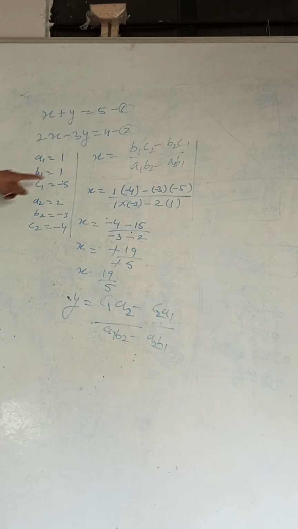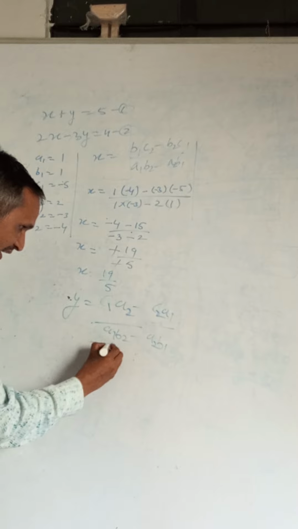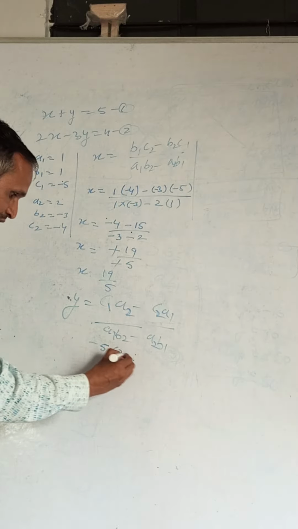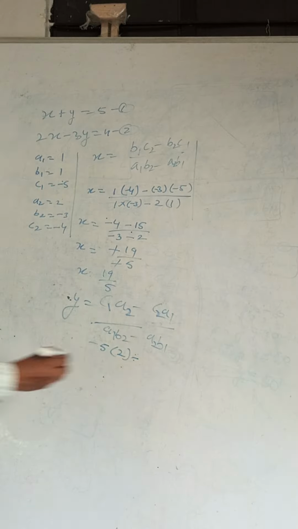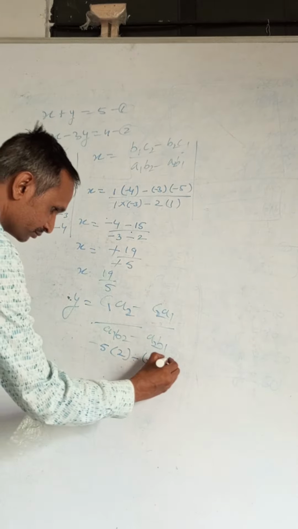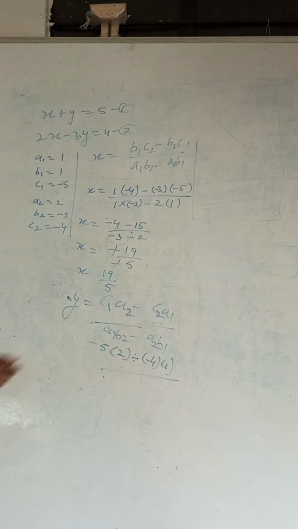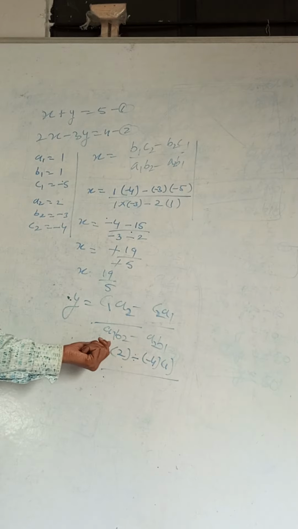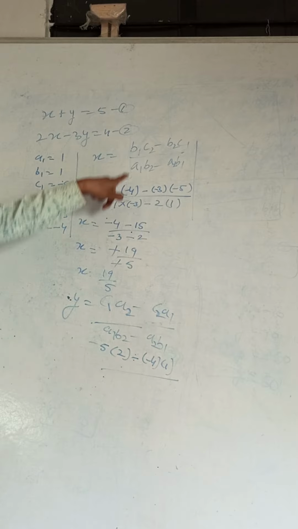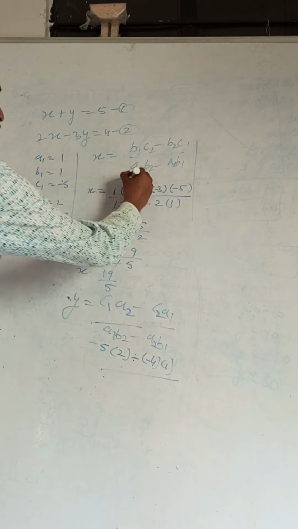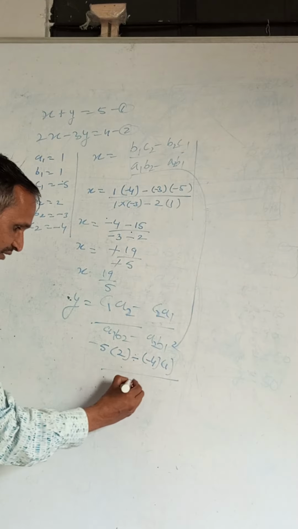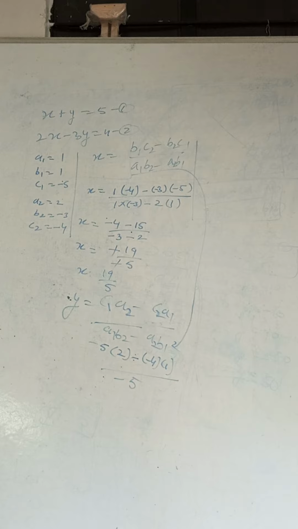C1 is equal to what? C1 is equal to minus 5. Minus 5 into A2. A2 is equal to what? What is the value of A2? 2. Minus then C2 value is what? Minus 4. Minus 4. A1 value what? 1. By already you know A1B2 minus A2B1 is equal to minus 5. Already same thing it is. This also, this is the same here also. So we can write directly minus 5.